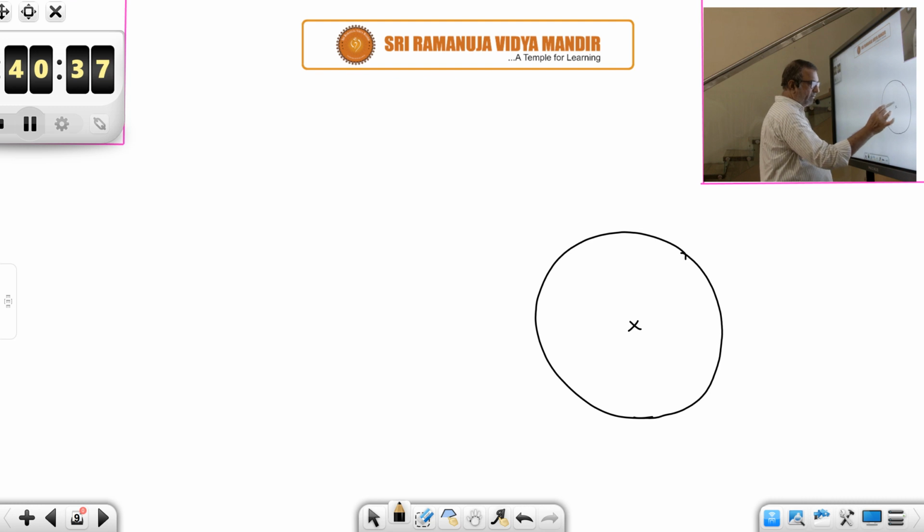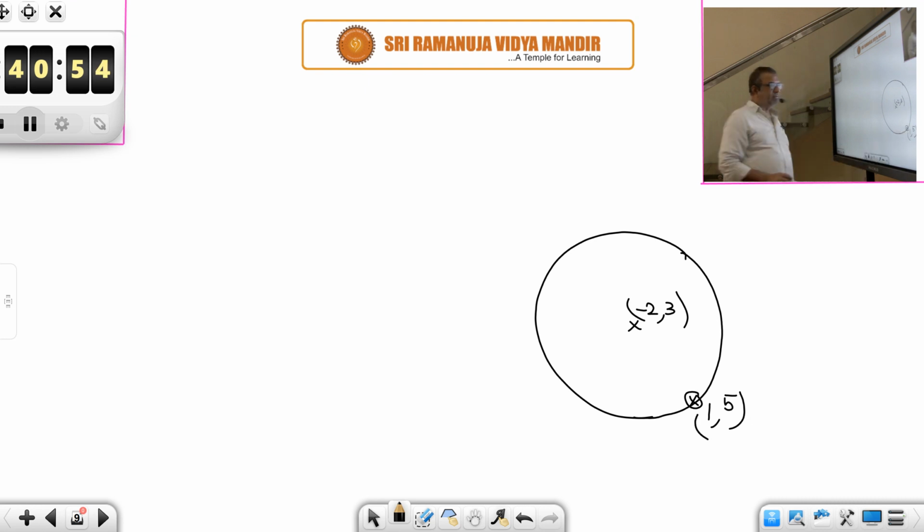Suppose the center is minus 2 comma 3, and on the circle let me have a point 1 comma 5. So first let us find the equation of this circle having center at minus 2, 3 and passing through 1, 5. Okay, so we can find the radius, but I will do it in a different way.